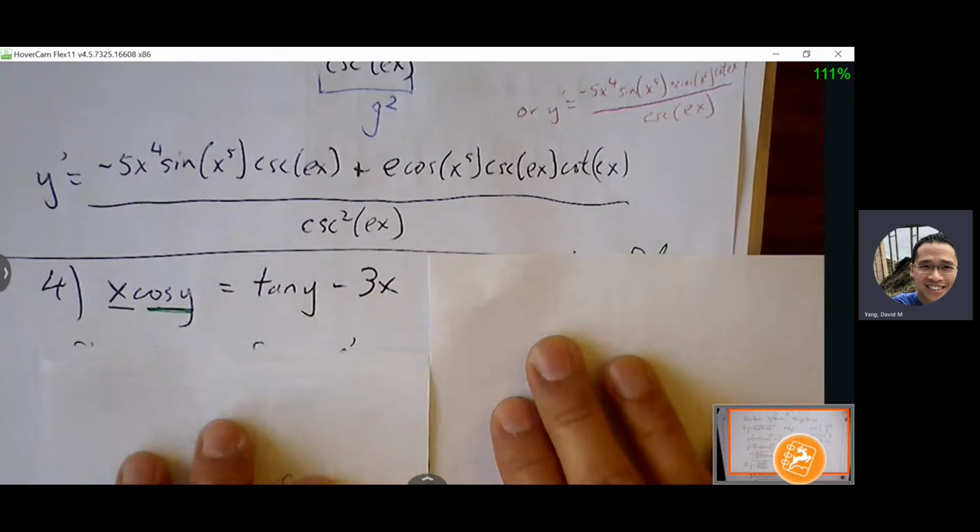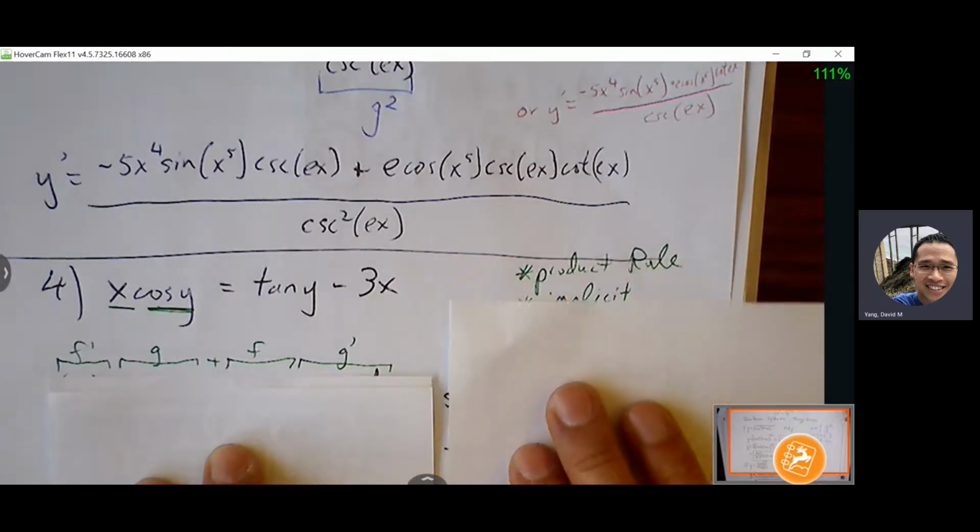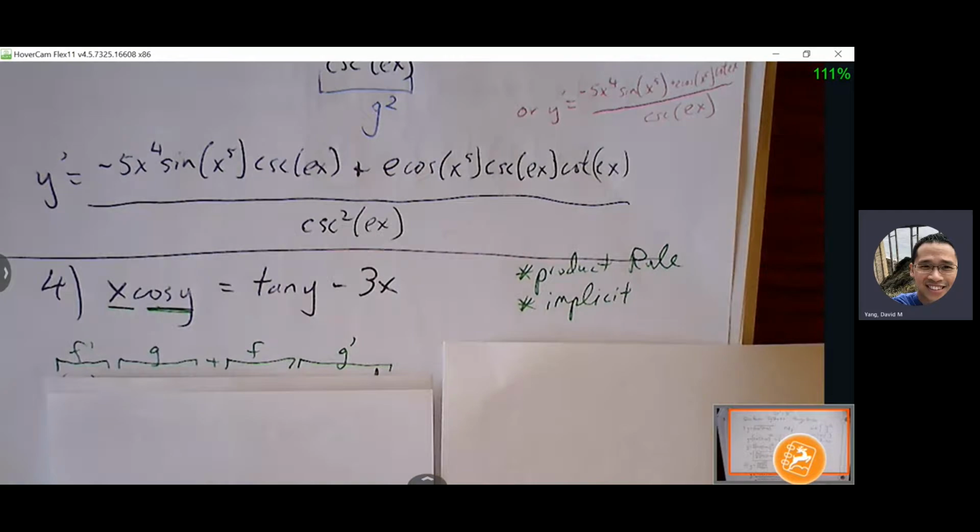So try that. You got to go through product rule for the first set, and then you can take care of those standalone terms on the right side. Okay. f prime g plus f g prime. Your f is your x, and your g is your cosine y. Try that.